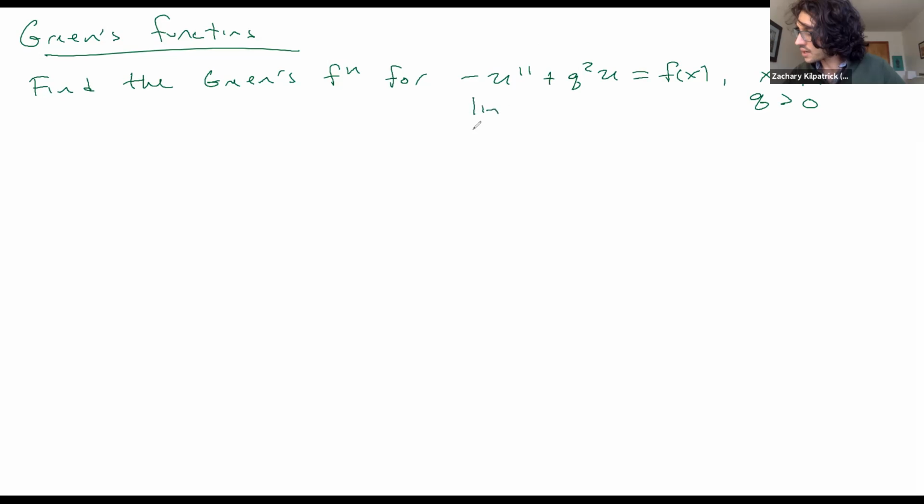And then we're going to have the additional conditions on the limits that u needs to go to 0 as x goes to positive and negative infinity. Okay, so this is constructing the Green's function. Of course, it's different than solving the ODE itself.